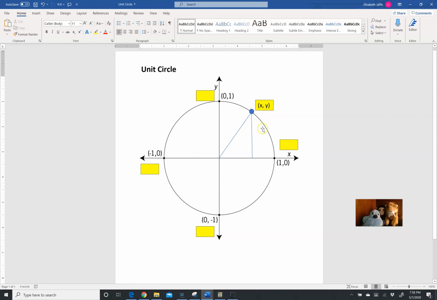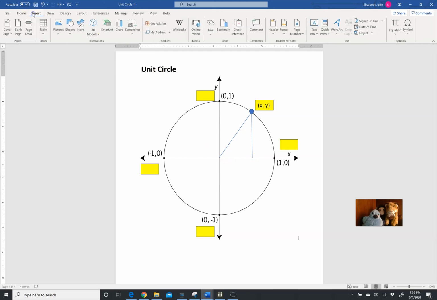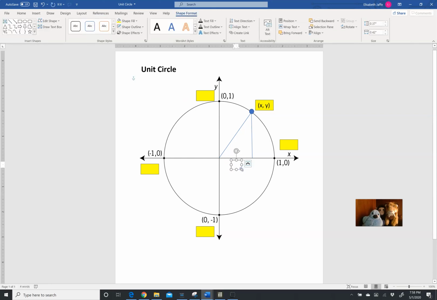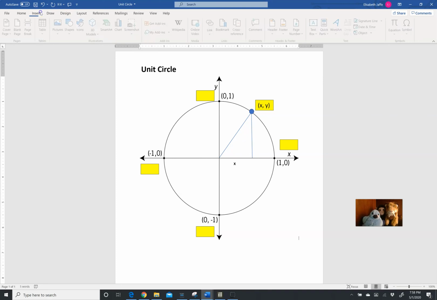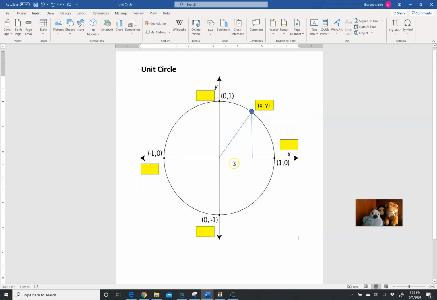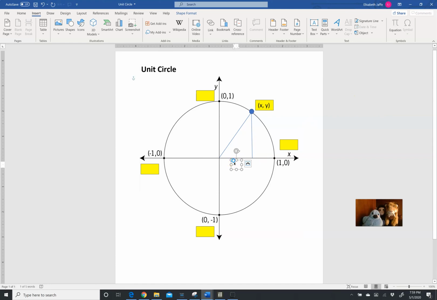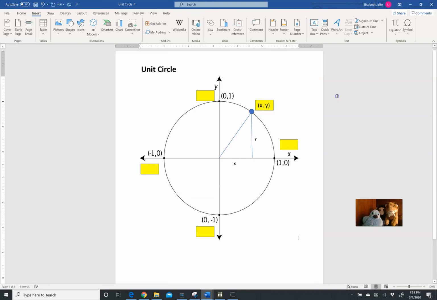Because if this point is x, okay, then this distance here is equal to x. So let's put that in there. This distance is equal to x. And if this distance from here to here is equal to x, then this vertical distance is equal to y. So over here, this is equal to y.